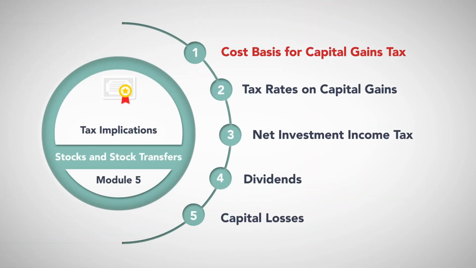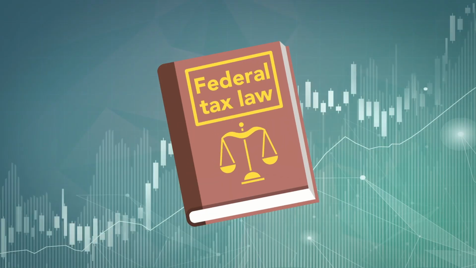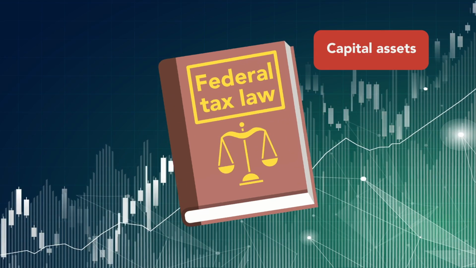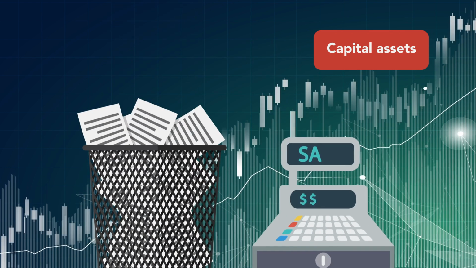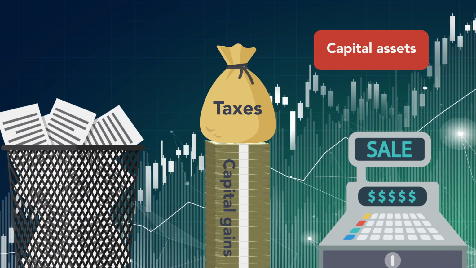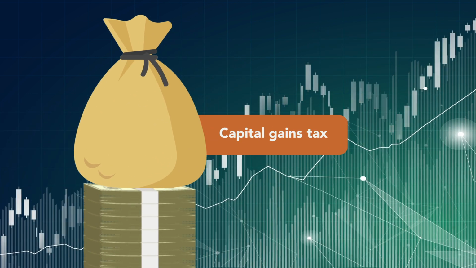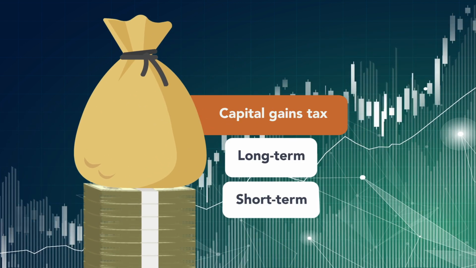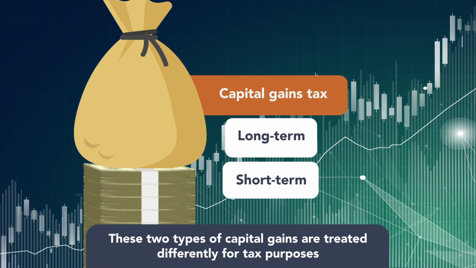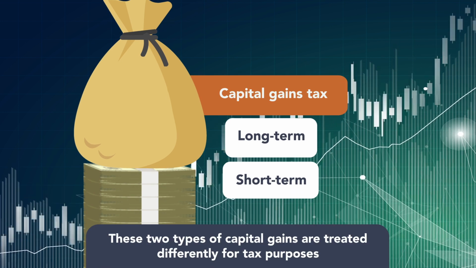Cost basis for capital gains tax. Under federal tax law, stocks are capital assets. When stocks are disposed of through a sale, taxes must be paid on gains realized from the sale. This is referred to as a capital gains tax. Capital gains can be long-term or short-term, and these two types of capital gains are treated differently for tax purposes.